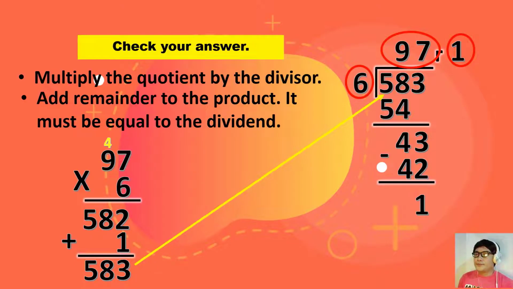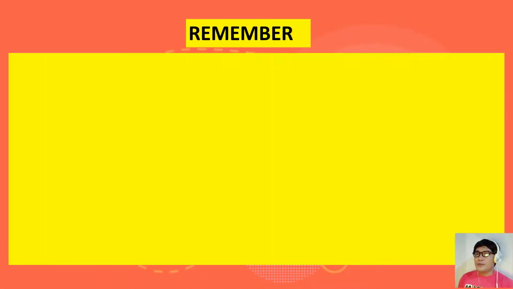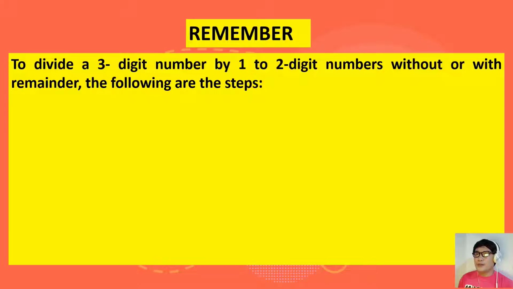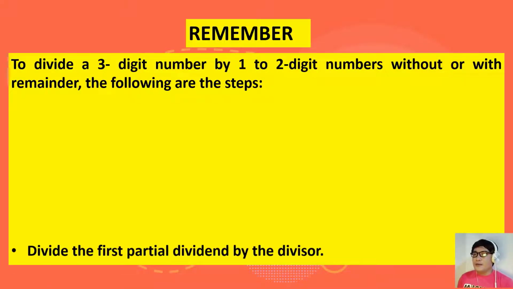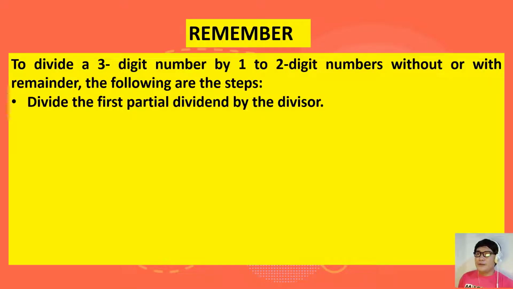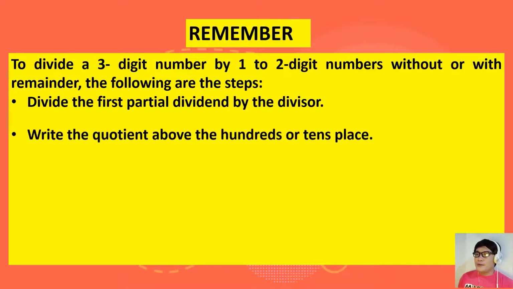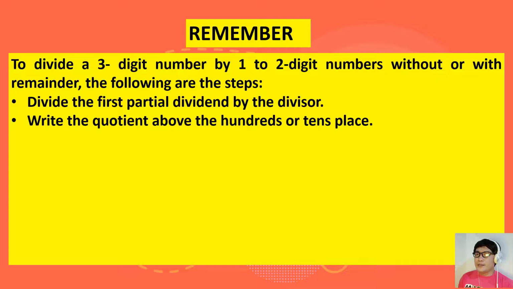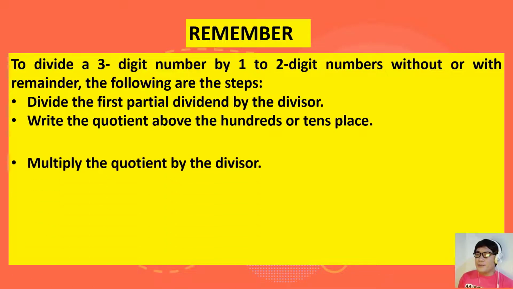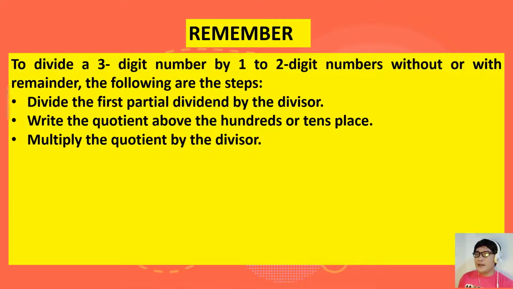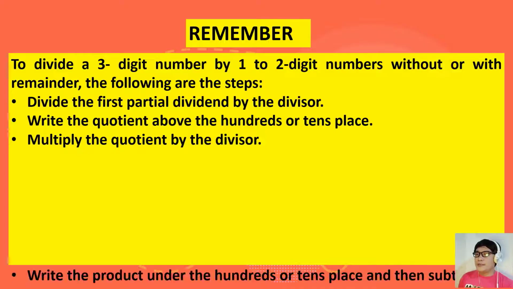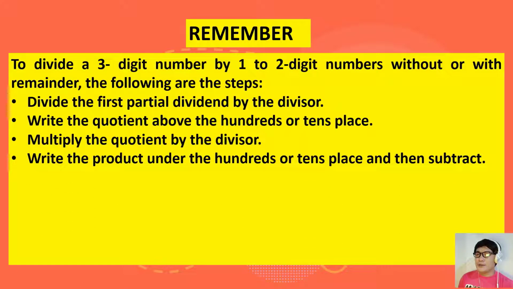Remember, to divide a 3-digit number by 1 to 2-digit numbers without or with remainder, the following are the steps. Number 1, divide the first partial dividend by the divisor. Write the quotient above the hundreds or tens place. Multiply the quotient by the divisor. Write the product under the hundreds or tens place and then subtract.